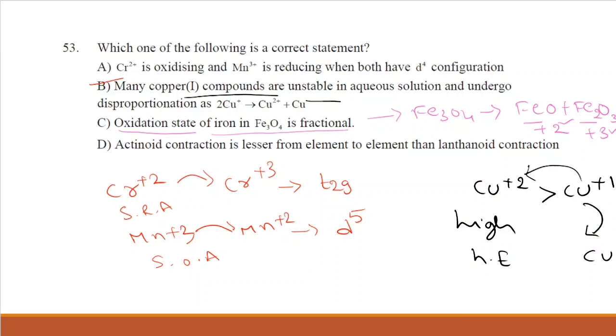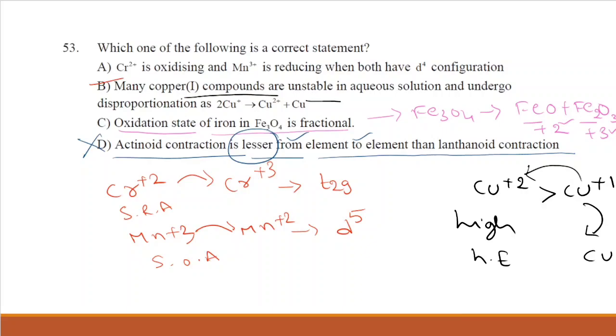And what about the actinoid contraction point here? Let's check the D option. Actinoid contraction is lesser from element to element than lanthanide contraction. Though we are very much familiar with lanthanide contraction, in fact the effect of actinoid contraction is more, and its contraction is much more from one element to another element than that of lanthanide contraction. But they have given it is lesser, which is a wrong statement again. So option B is the correct one.